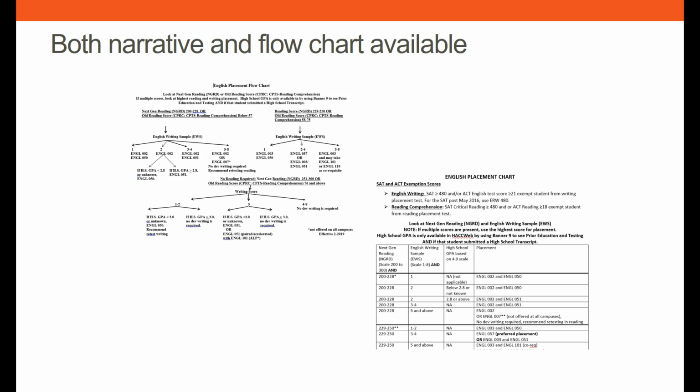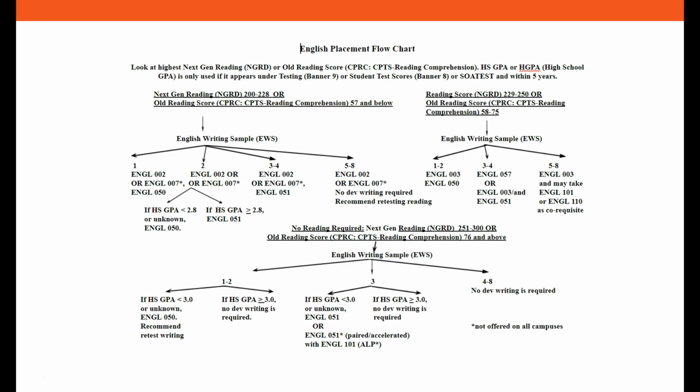There is a narrative and a flowchart available. The flowchart is where you can just follow the arrows until you find the appropriate placement, and the narrative is where you can follow the table form. Both have the same information, both have the old Classic Accuplacer, and they are just 2 different ways to show the same information, depending how you would prefer to see it.